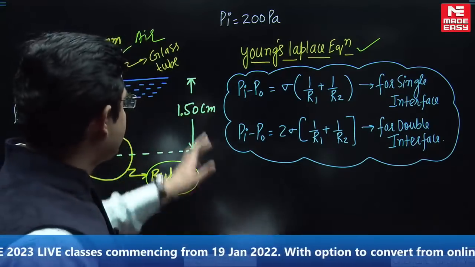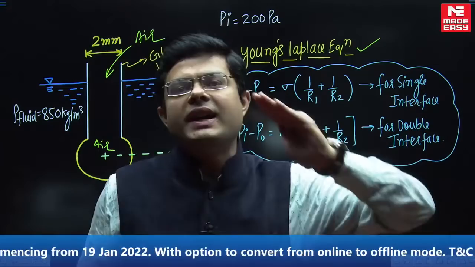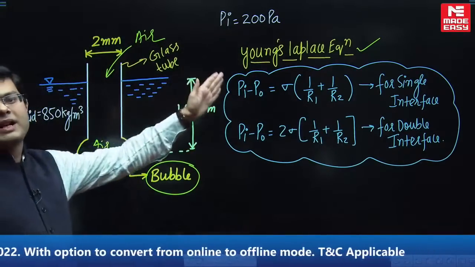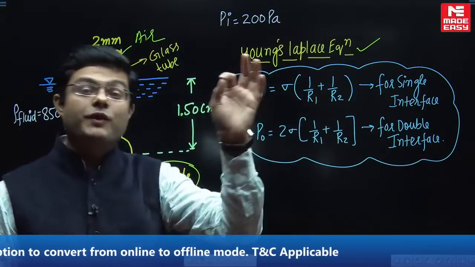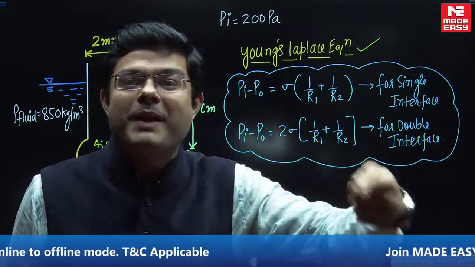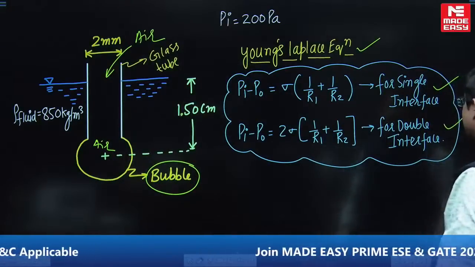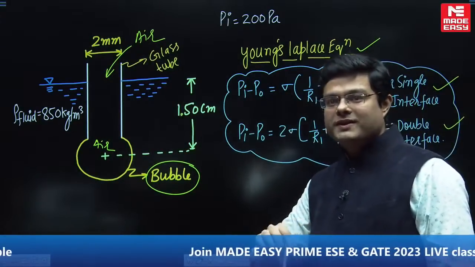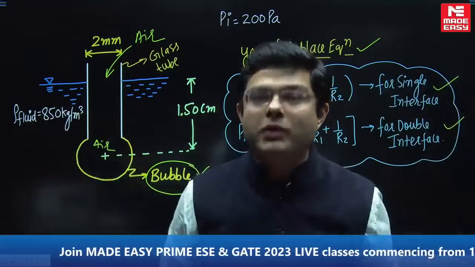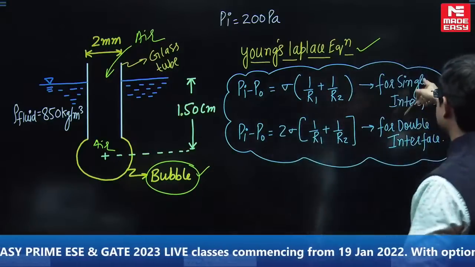So let us use the Young's Laplace equation, already derived in every batch of Made Easy: the pressure discontinuity at any interface is Pi minus Po equals sigma times (1 by R1 plus 1 by R2), and from here we get the result that pressure is always greater on the concave side in comparison to the convex side of the interface. But this is for a single interface system, this is for a double interface system. Now the problem with students is, by just reading the word bubble they will say sir it is a two interface system. No, this is submerged in some fluid. So that's why it's a single interface system.